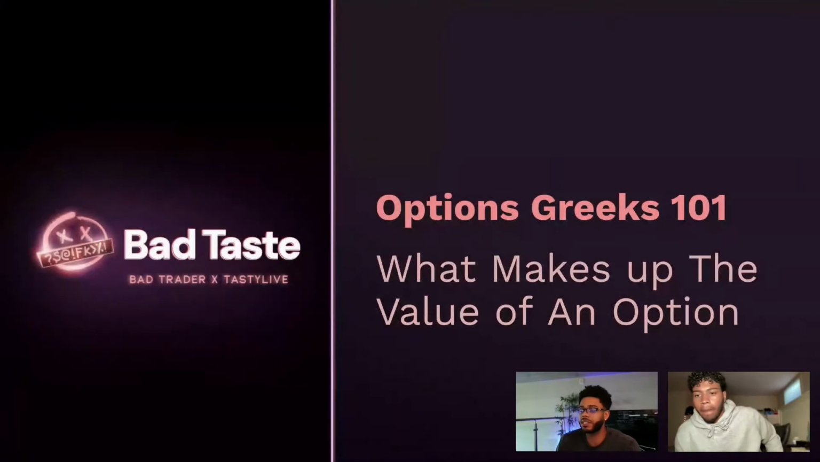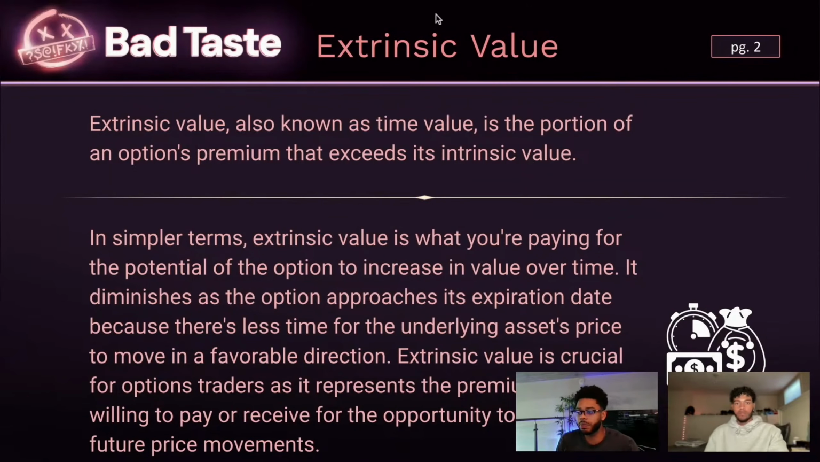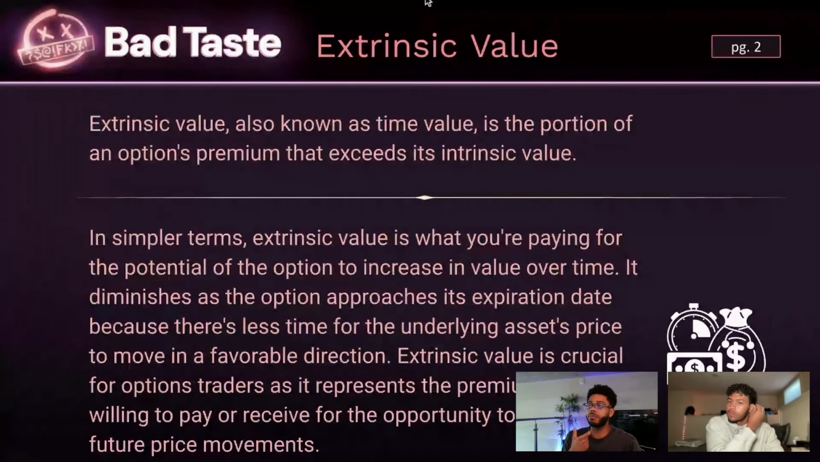But today we're covering what makes up the value of an option. You can go ahead and jump to the first slide, T. Sure. So there are two components that make up the value of an option, and those two components are called extrinsic value and intrinsic value. And we're first going to touch on extrinsic value.